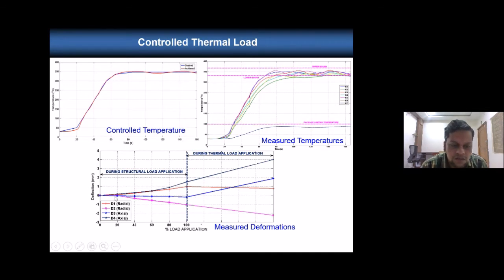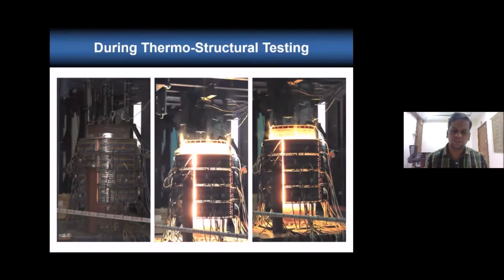So this figure shows the deflection data measured. Up to this 100% structural load application, this part is the structural load data. Then this is during thermal load applications. Here you can see almost 4 mm at the D4 location. This is almost 1.5 mm. So almost 2.5 mm deflection is obtained during thermal loading. That complete detailed report will be issued. This figure shows the snapshots during the thermostructural testing.